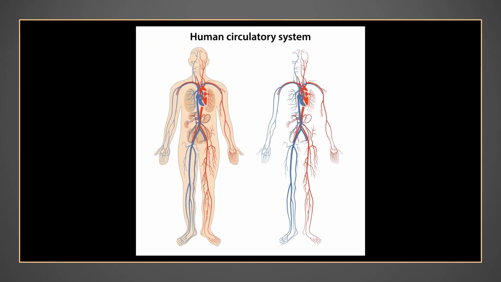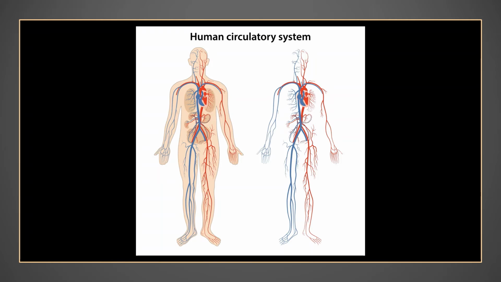Now I'm going to explain how blood circulates through the body. In order to explain how blood is circulated through the body, I will explain what systemic circulation, pulmonary circulation, hepatic portal circulation, and coronary circulation are.